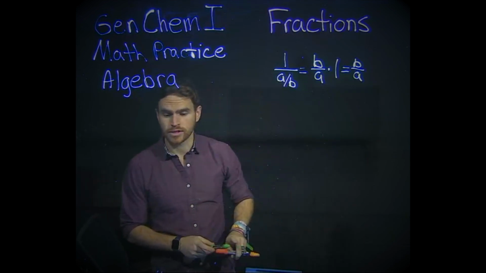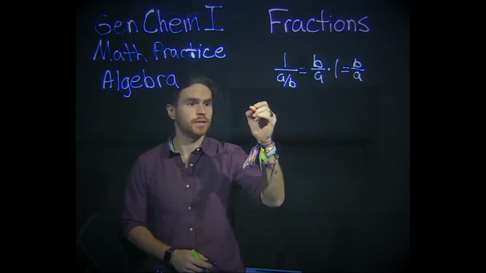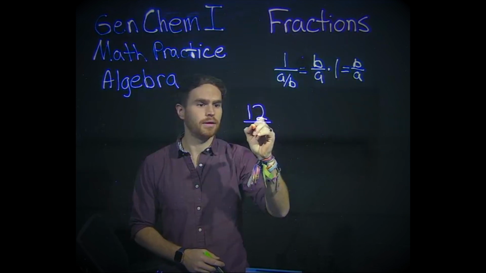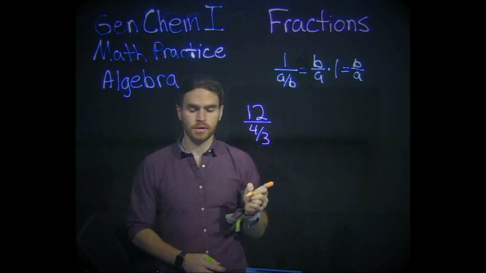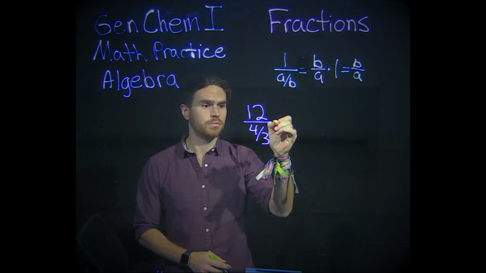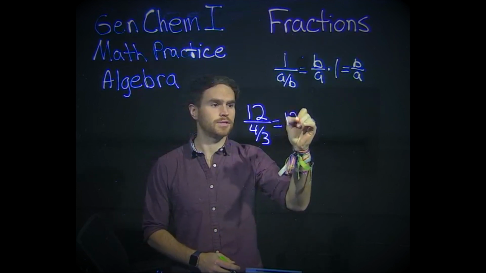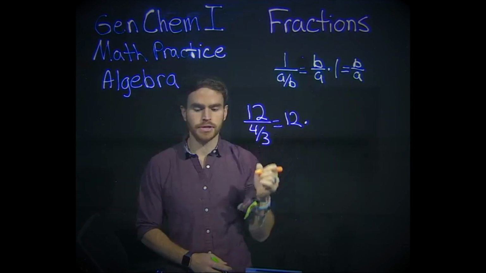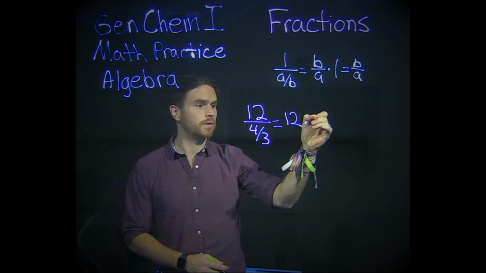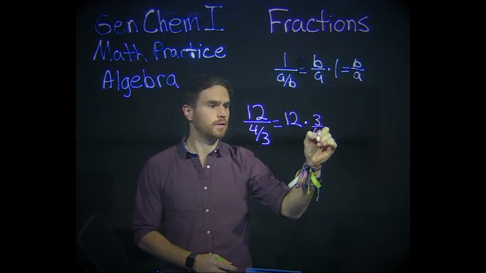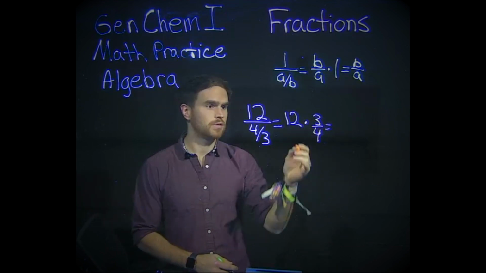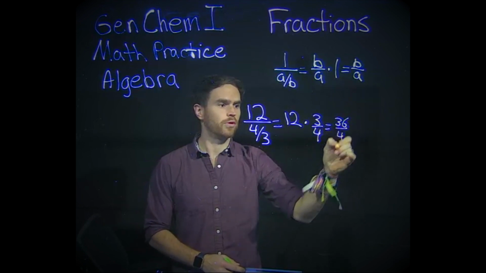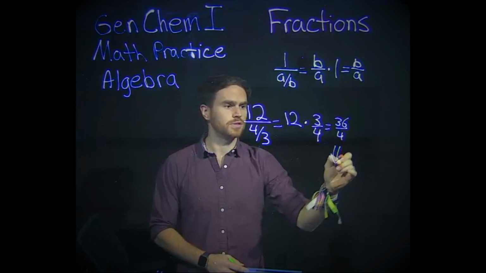A real-world example of this type of problem would be if you have 12 divided by 4/3. The way that you answer this problem is simply by rewriting it as 12 times the reciprocal fraction of the denominator, which would be 3/4, which we can carry out to be 12 times 3, which is 36, divided by 4, which then reduces to 9.